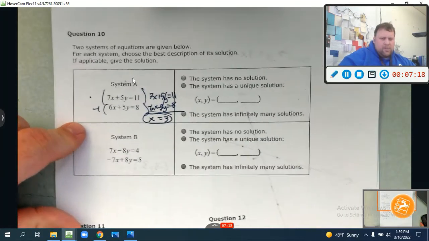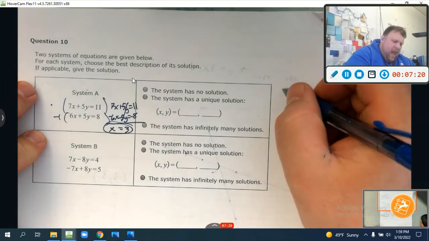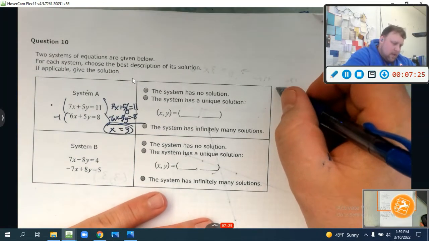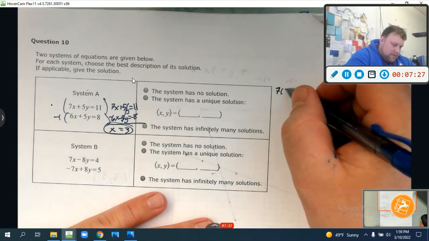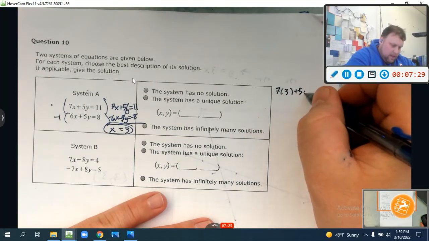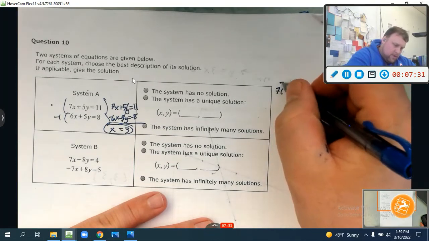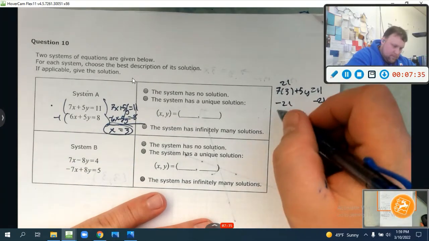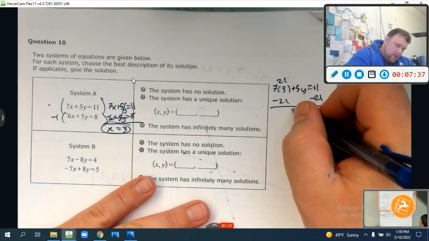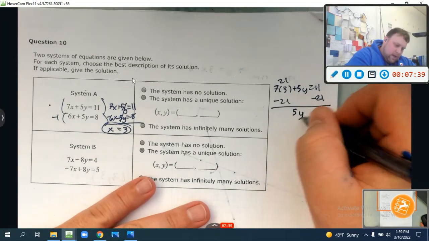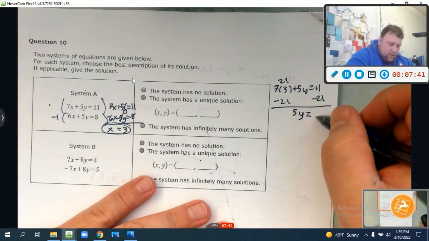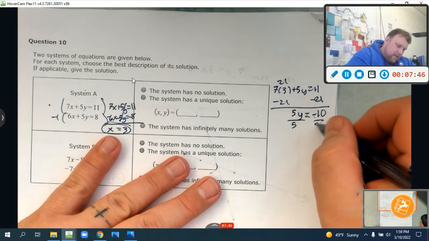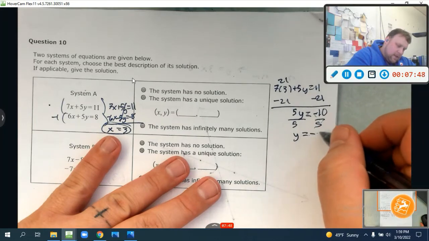So that's the first part. I'm going to finish the second part over here just because there's not tons of room. I'm going to plug that into the top, so 7 times 3 plus 5y equals 11, which is just 21. So let's subtract 21 from both sides. And we get that 5y equals 11 minus 21, which is negative 10. Divide both sides by 5, and y equals negative 2.